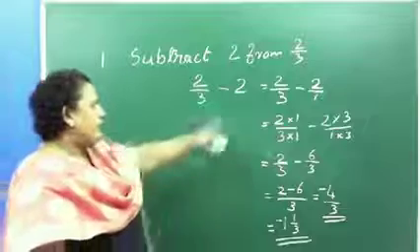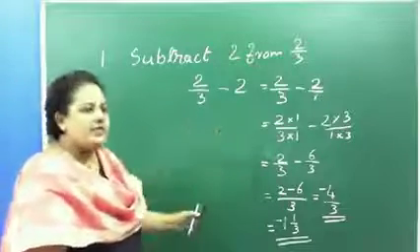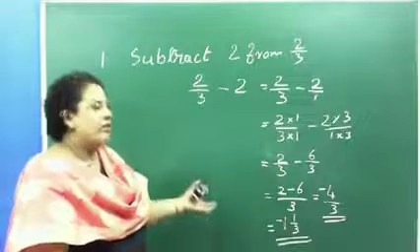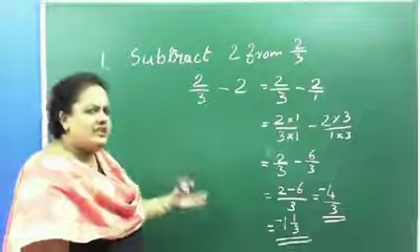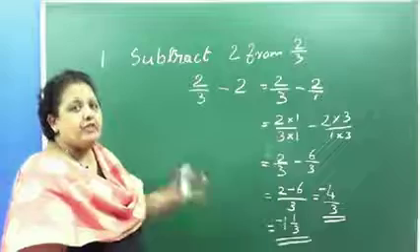I hope you understood. For this only I told you that you have to go through integers. Positive integers and negative integers will be coming. You will get negative integers while doing multiplication, division, addition and subtraction. So you should be thorough with the operations of integers.